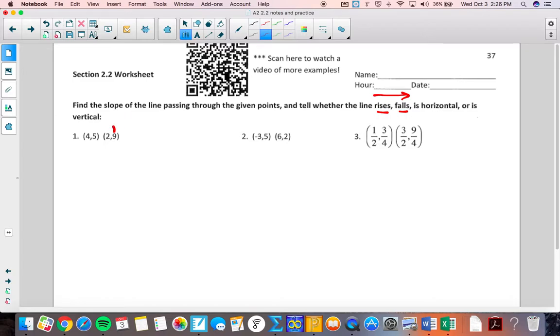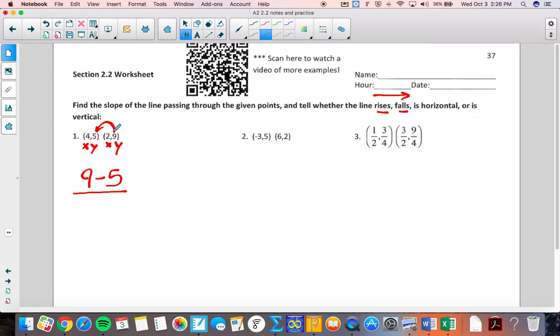So make sure you subtract the y's first. The x's, it's always x and then y, x and then y. So the y's get subtracted on top. You're finding the difference in the heights because y's are like the heights. That's how high the points are. On the bottom, you take the difference in the x's.